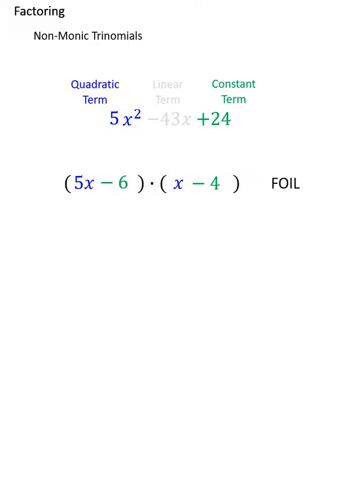Now to find out if our guess works, we're going to do FOIL. You see here that I've written out FOIL. Hit pause if you need time to process. And now, combining the two terms in the middle gives us -26x.